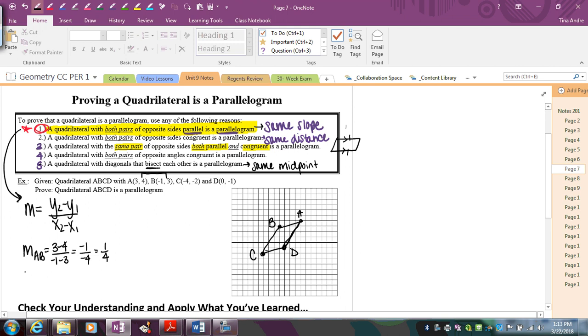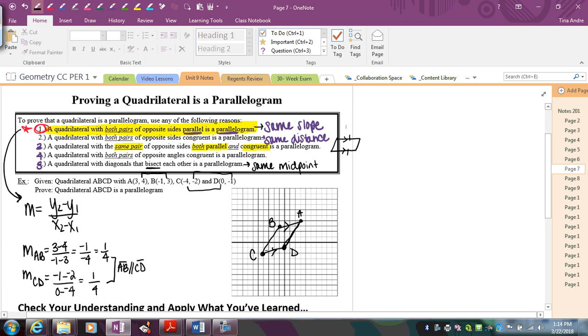Let's go ahead and go down to CD and find that slope, because then we can compare right away if they're parallel. So CD, I'm going to subtract the y's, so it's going to be -1 minus -2, and then 0 minus -4. So for this one, I'm going to have -1 plus 2, so it's going to be 1. On the bottom, it'll be 4, so 1/4. So I have the same slope, so this means that AB is parallel to CD. So I can mark that in my picture.